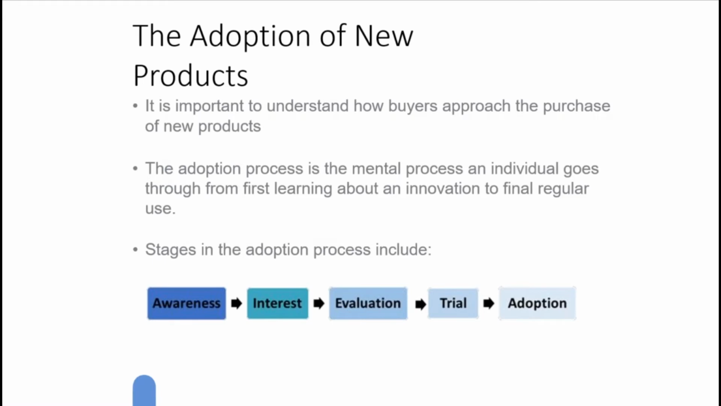The adoption of new products. It is important to understand how buyers approach the purchase of new products. The adoption process is the mental process an individual goes through from first learning about an innovation to final regular use. Stages in the adoption process include awareness, interest, evaluation, trial, and adoption. So it means when a new product appears in the market, people start to know about this product through marketing promotions, advertisements, and so on.